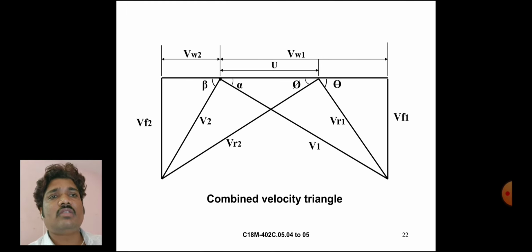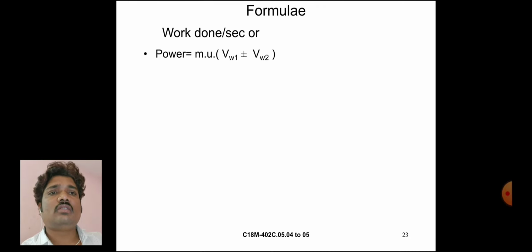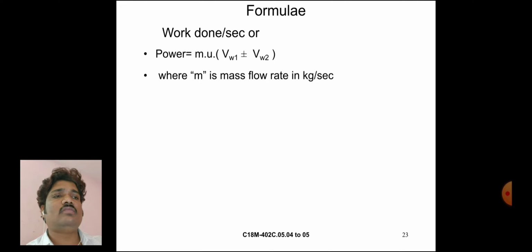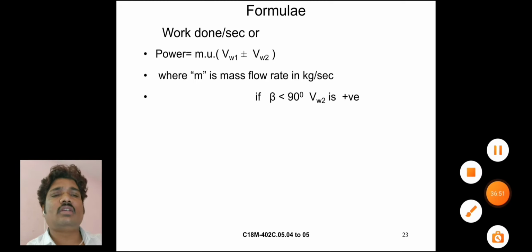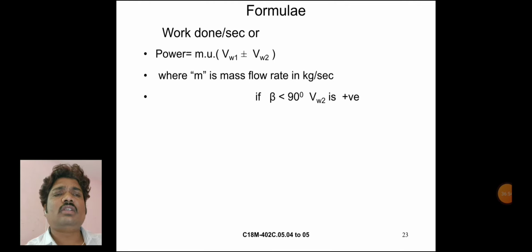Formula. Work done per second, or power, equals m into (VW1 plus or minus VW2), where m is the mass flow rate in kg per second.